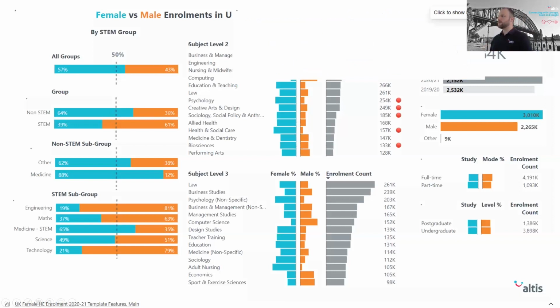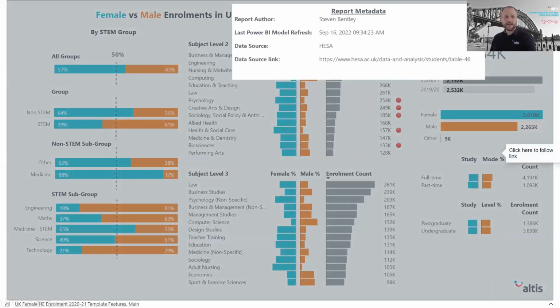But there's also a report metadata button. So when you click that, it actually shows you, okay, well, here's the person that built that. This is the date they last refreshed the model behind it all. A lot of users might want to know this information. How up to date is this data? Where does it come from?